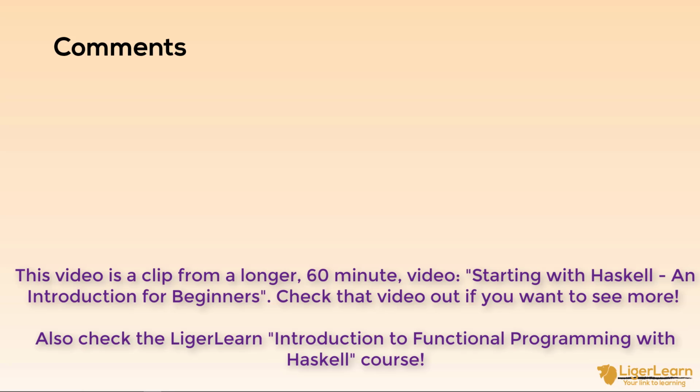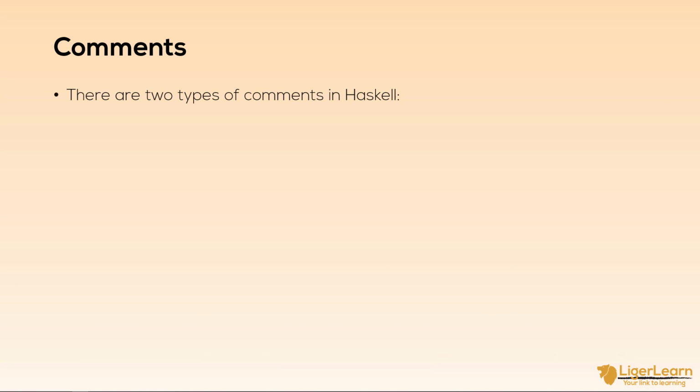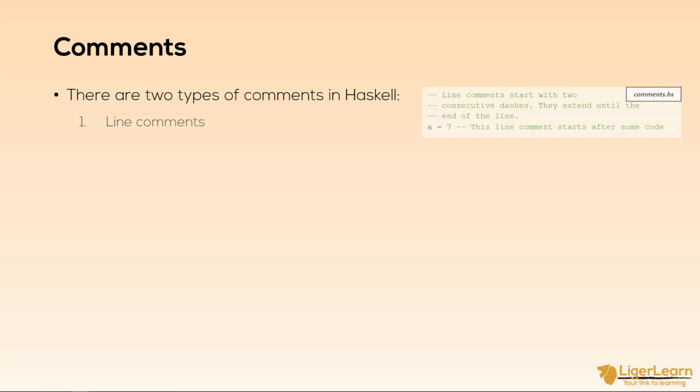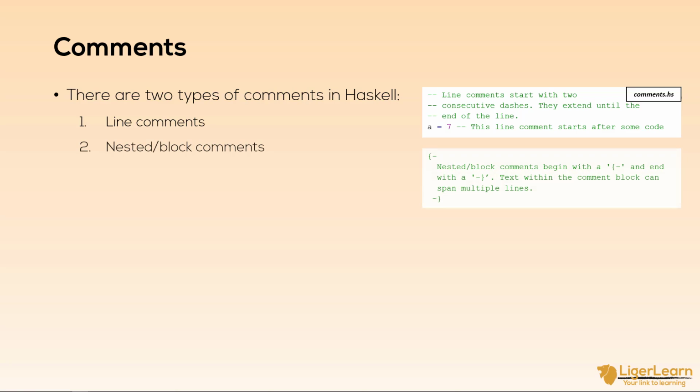There are two types of comments in Haskell. The first is line comments. Line comments start with two consecutive dashes. Any text after the double dashes up to the end of the line counts as a comment and will be ignored by the compiler. The second type is known as nested comments, or sometimes block comments. These comments start with an open curly brace and dash, and end with a dash and close curly brace. Any text within the comment will be ignored by the compiler.